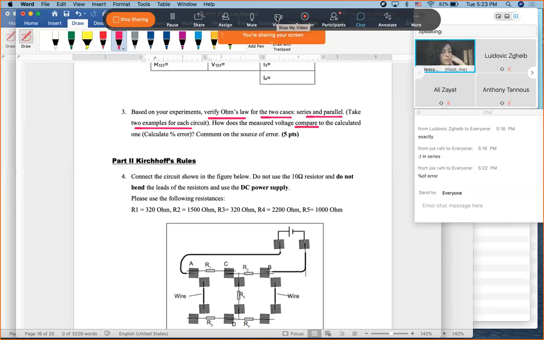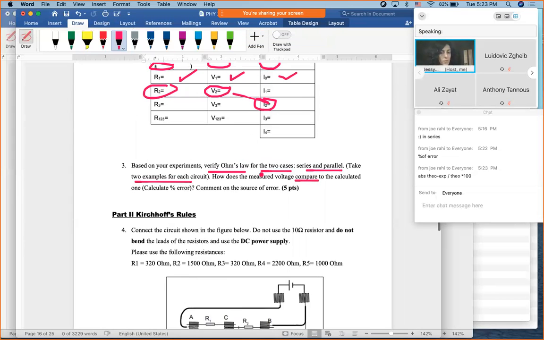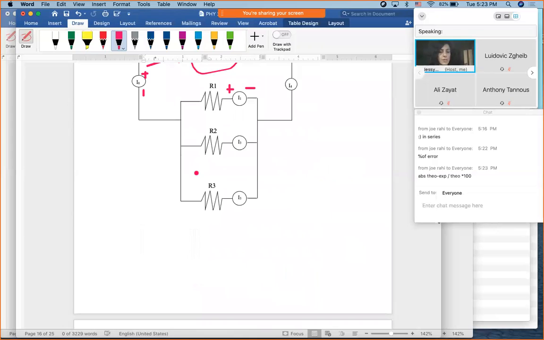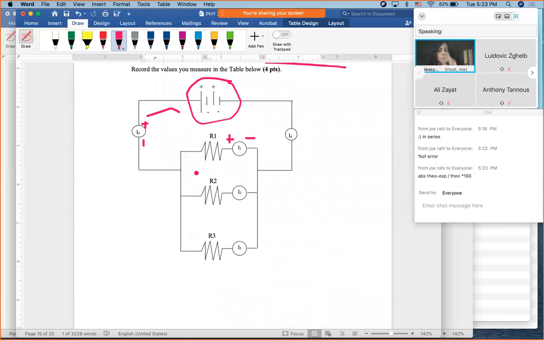So how do you find the percentage difference or the percentage error? You do the absolute value of theoretical minus experimental over theoretical times 100. The theoretical in this case is the calculated one, and the experimental is what you see in the table. And when they say comment on the sources of errors, can you try to give me 3 sources now during the live session? Now that you know what I did in the experiment, can you name 3 sources of errors?